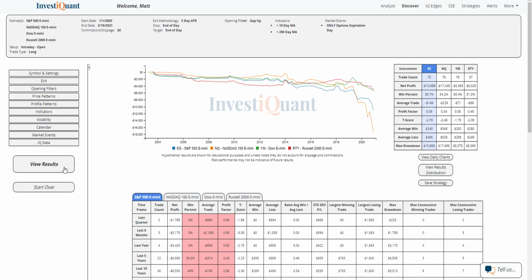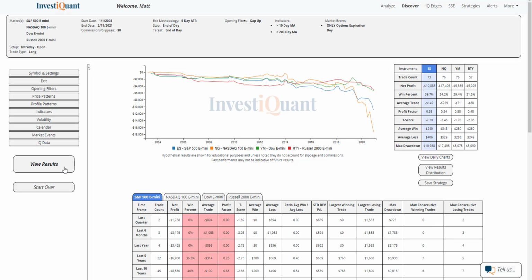Now, historically, we've got 73 samples in the S&P, 76 in the NASDAQ, 76 in the Dow, 57 in the Russell. If you look at the win rates on them, they're all coming in a bit weak. So you've got the S&P, around 40% of these have closed higher on the session, 34% for the NASDAQ, 39% for the Dow, and 32% for the Russell.